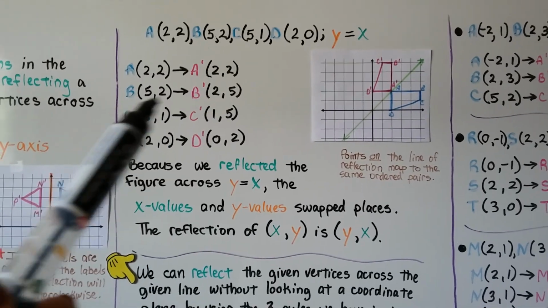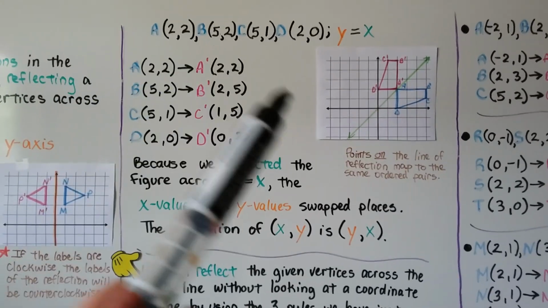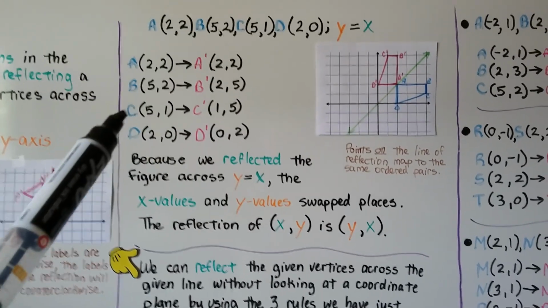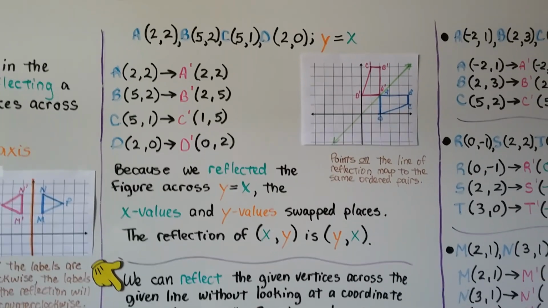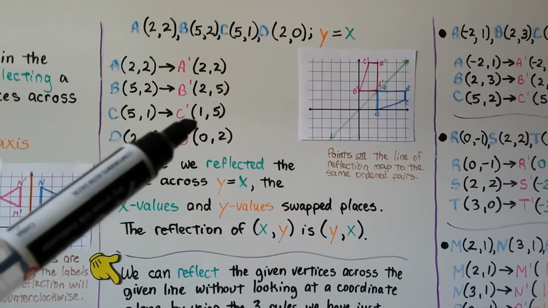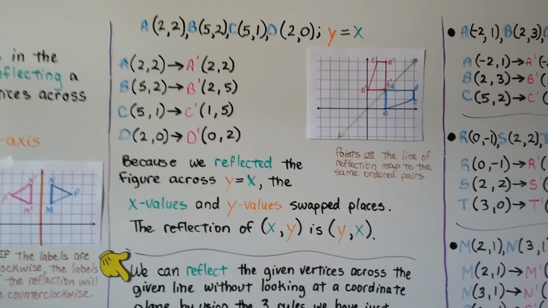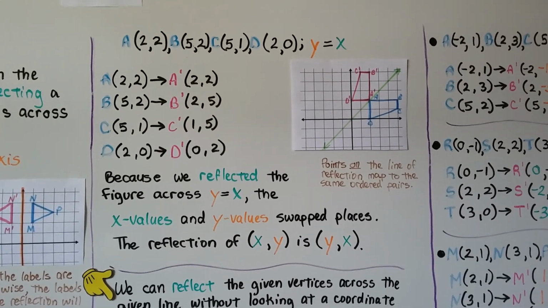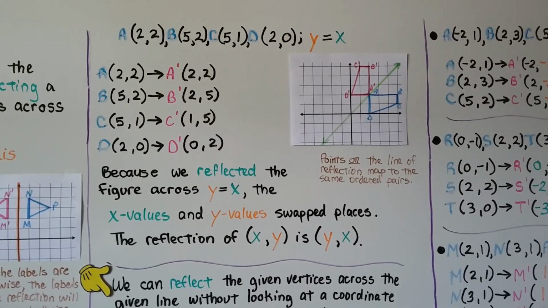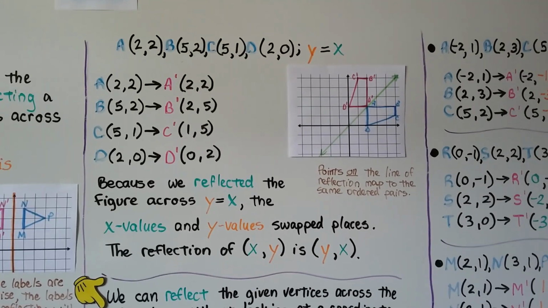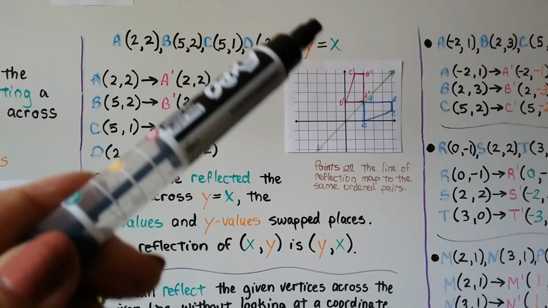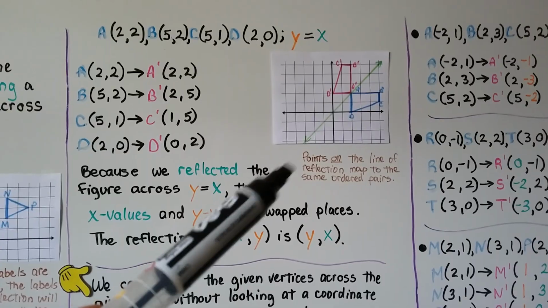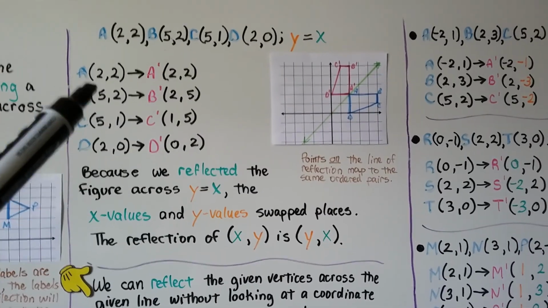Now, do you see what happened here with B? You can't tell with A because it's on the line of reflection and the x and y values are the same. But when we get to B and C and D, you can see what's happening. We've got a 5, 1, and it maps to a 1, 5. We've got a 2, 0, it maps to a 0, 2. Because we reflected the figure across y equals x, the x values and y values swapped places. So the reflection of x, y is y, x, see? So when we're going across a line of reflection as y equals x, they're going to swap places. And points that are on the line of reflection map to the same ordered pairs.